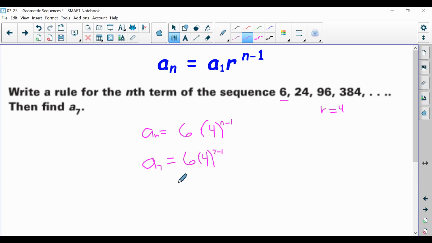So 7 minus 1 equals 6. Now I have to make sure, order of operations, I account for this exponent first. So 6 times 4 to the 6th power. I do need a calculator for that. My 4 to the 6th power is 4,096. That's a 6, y'all. All right, so 6 times 4,096.